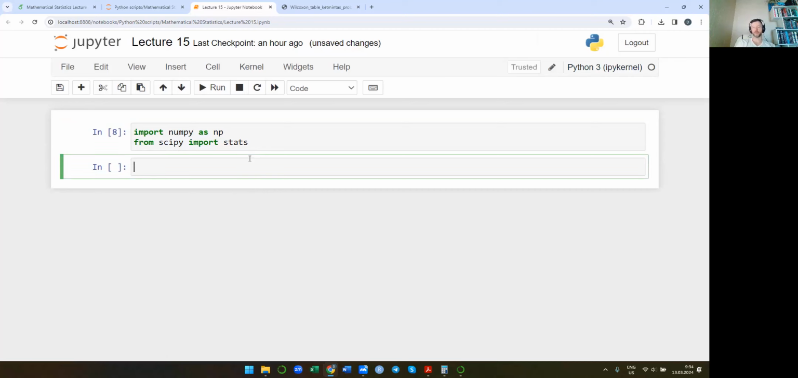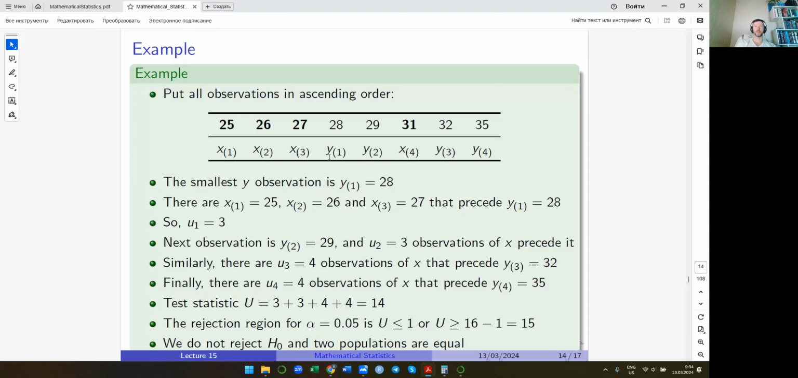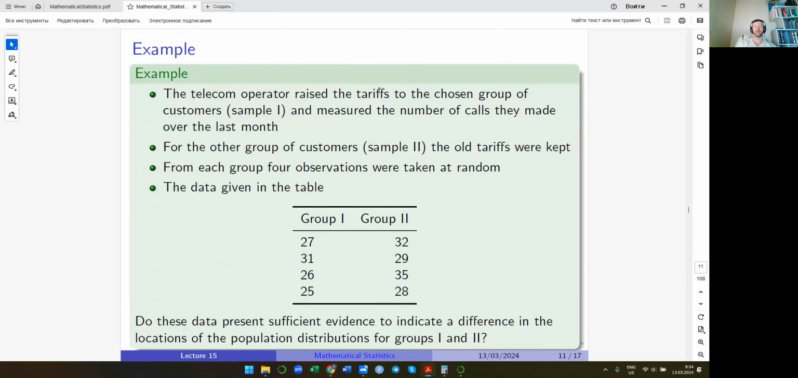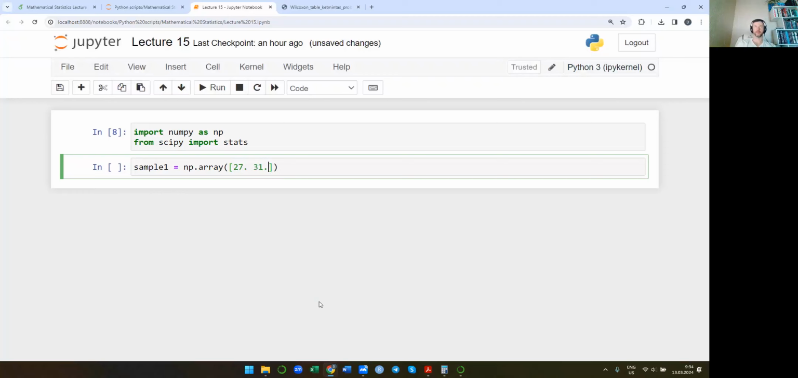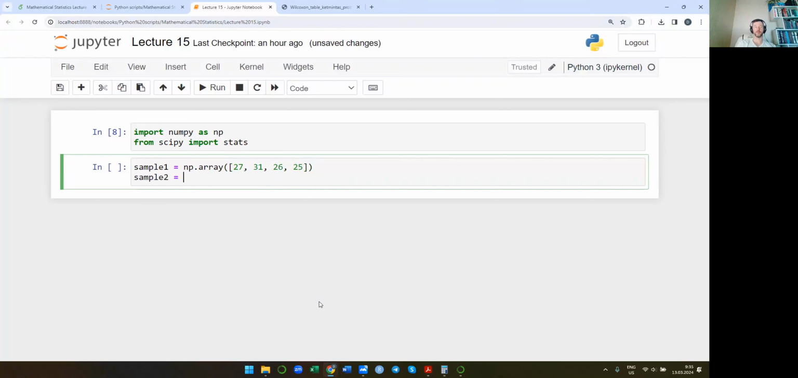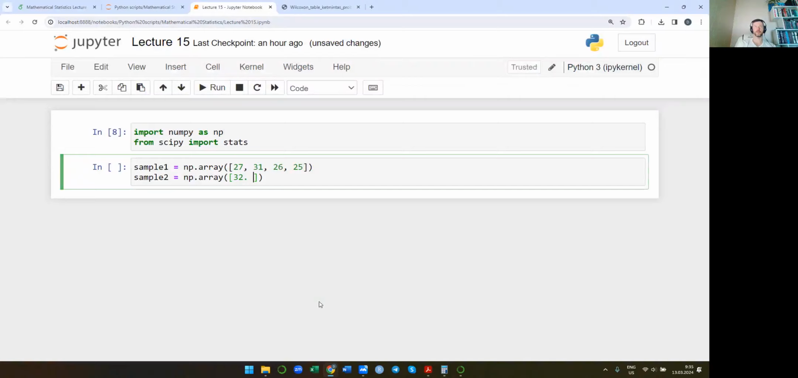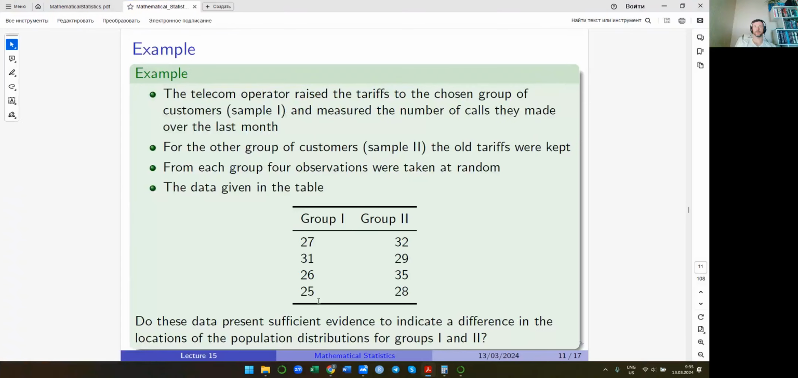Now we create two samples. Sample 1 is a NumPy array of these observations. Let's go back to the initial example here: 27, 31, 26, 25. And sample 2 is 32, 29, 35, and 28.